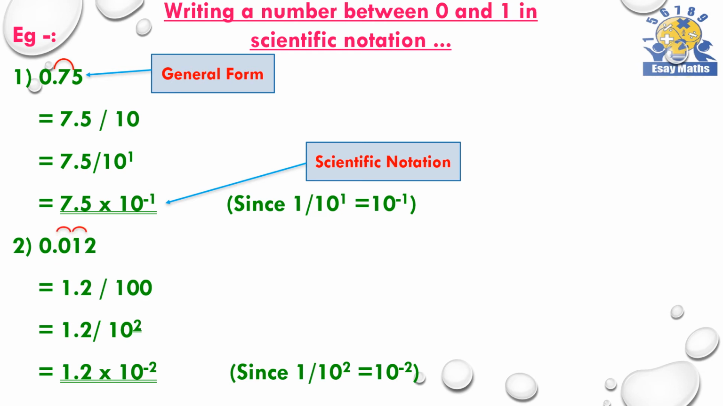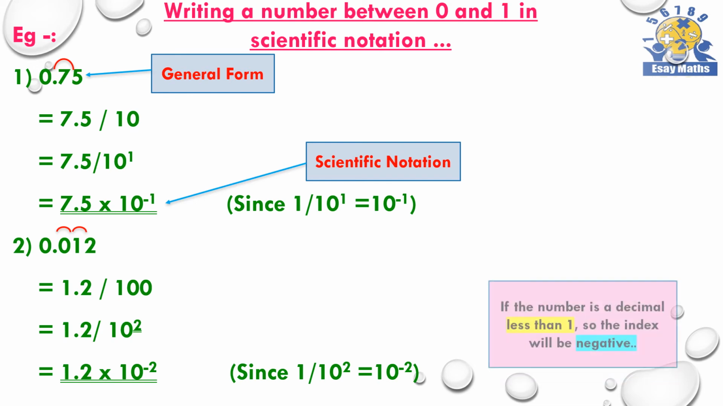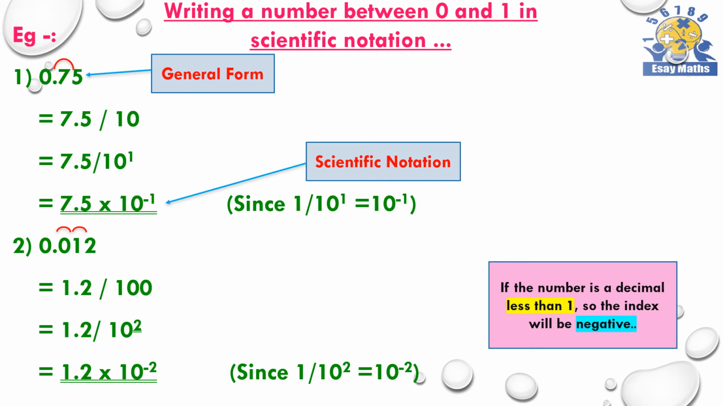Here also we can use that easiest method. It's 0.012. Then we should write it as 1.2. To write it as 1.2, we should move the decimal point 2 times to the right hand side. Therefore, the answer is 1.2 into 10 to the power minus 2. Now it's clear, if the number is a decimal less than 1, so the index will be negative.